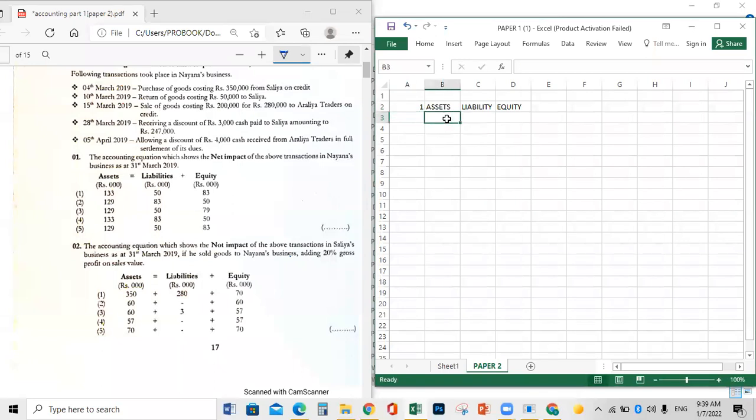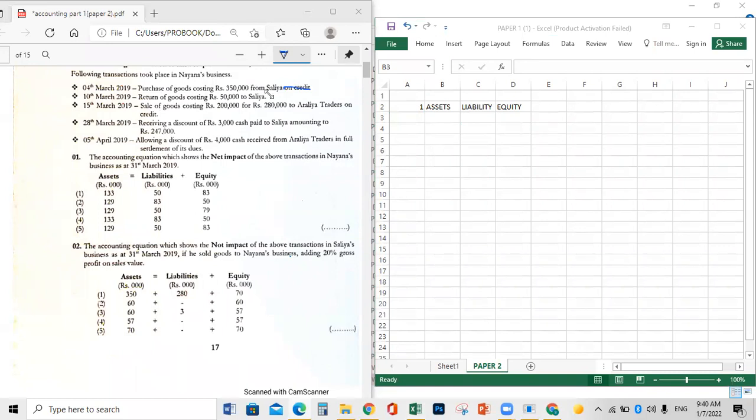So the first transaction says, 4th March 2019, purchase goods 350,000 from Salia on credit. So guys, you have purchased goods from Salia on credit. Sometimes I might pronounce the names wrong, guys. Please don't mind that. What I was about to ask you all is, if they haven't told the word on credit, is it on cash or on credit? You all can even unmute, no worries. Think.